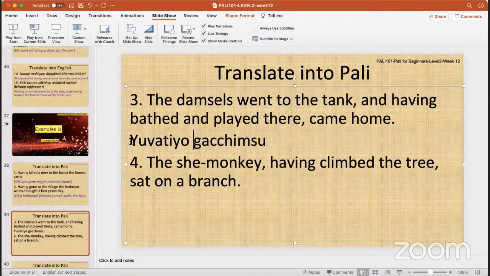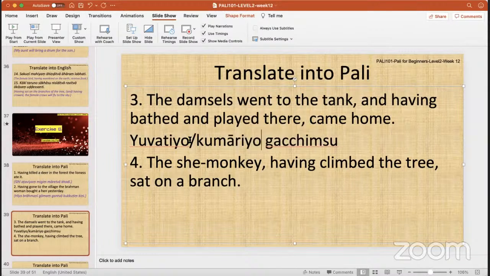I really hear a lot of noise from the background. Can the Kumario be used too? Yeah, I was thinking Kumario too. Yeah, you can use Kumario too. Kumario or Yuvatiyo.